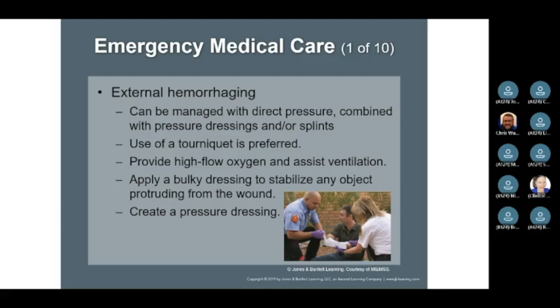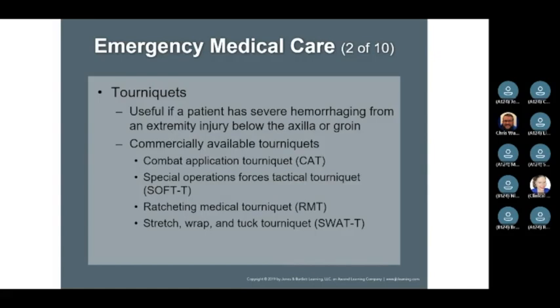Okay. Never remove an impaled object from a wound unless it is through the cheek and it interferes with the airway, or in the chest if it interferes with chest compressions. Create a pressure dressing to maintain the pressure by firmly wrapping a sterile, self-adhering roller bandage around the entire wound. If direct pressure fails to immediately stop the hemorrhaging, apply a tourniquet to the groin or the axilla above the site of the bleeding. All right, more about tourniquets.